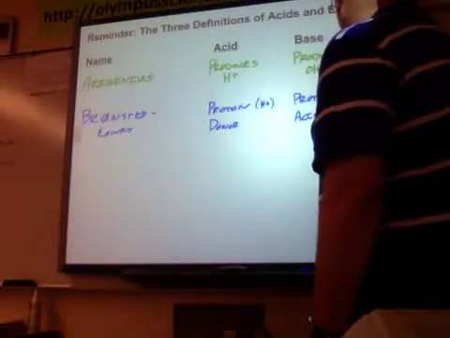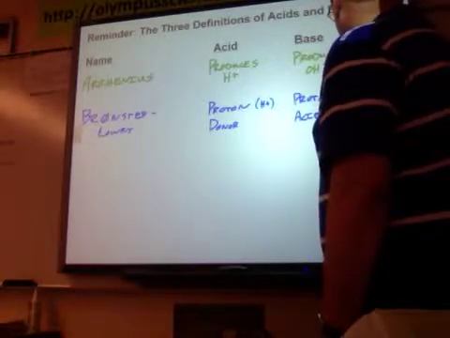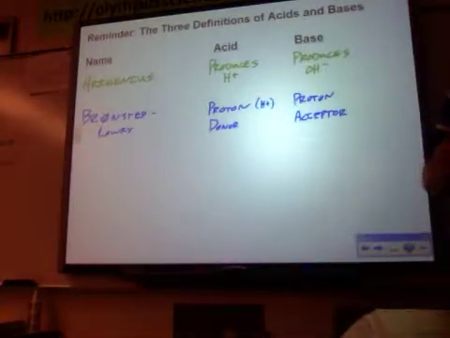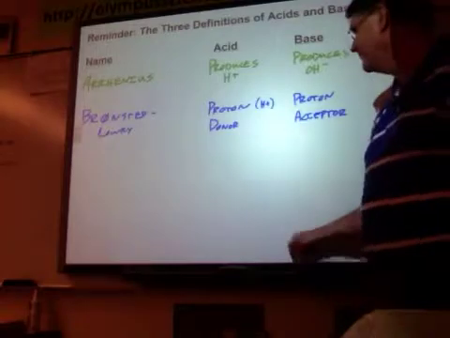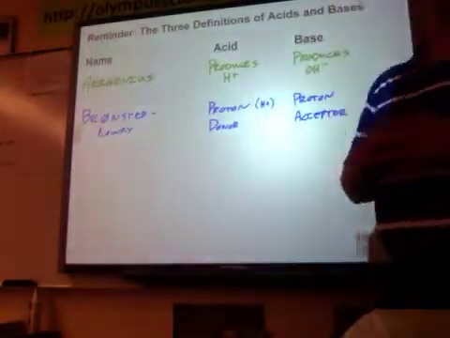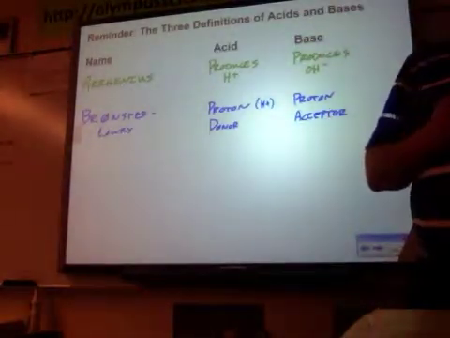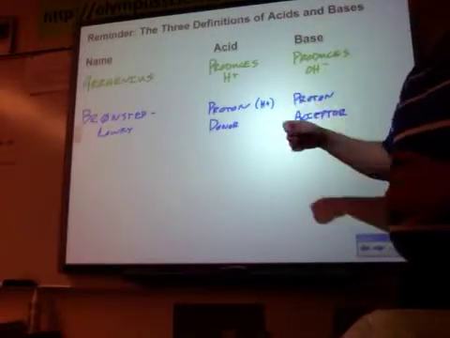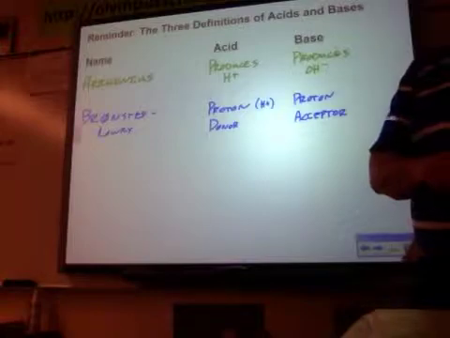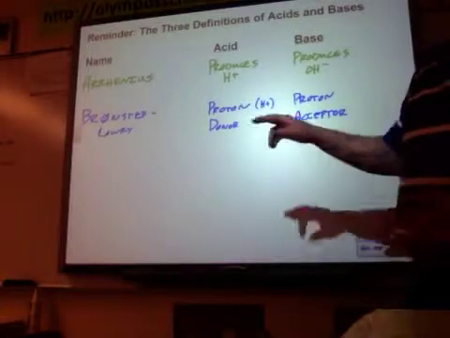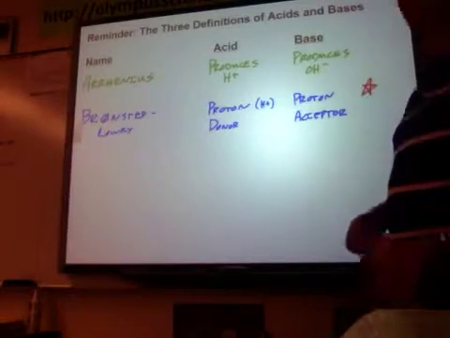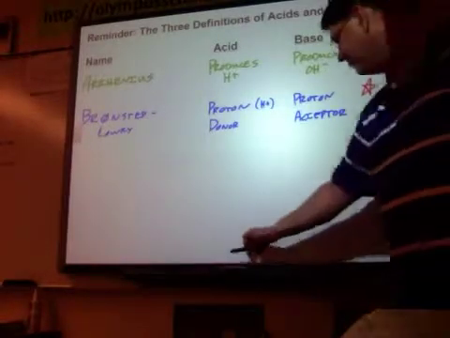Does it have to be hydroxide? No, it does not. There are other things that will accept a proton just fine. Ammonia, for example, will accept a proton to become ammonium ion. That makes ammonia a Bronsted-Lowry base. All right. This is the version that we will use most often. Okay? The little red star right there.